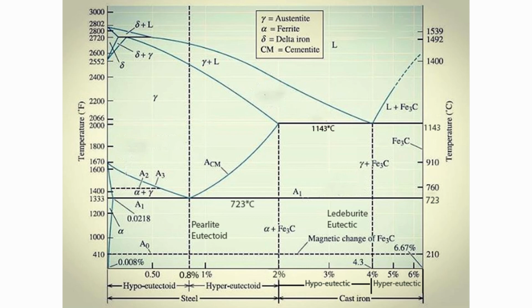The diagram you can watch on the screen. On the x-axis, it is carbon percentage ranging from 0 up to 6.67%. On the y-axis, it is temperature in centigrade and also temperature in Fahrenheit.